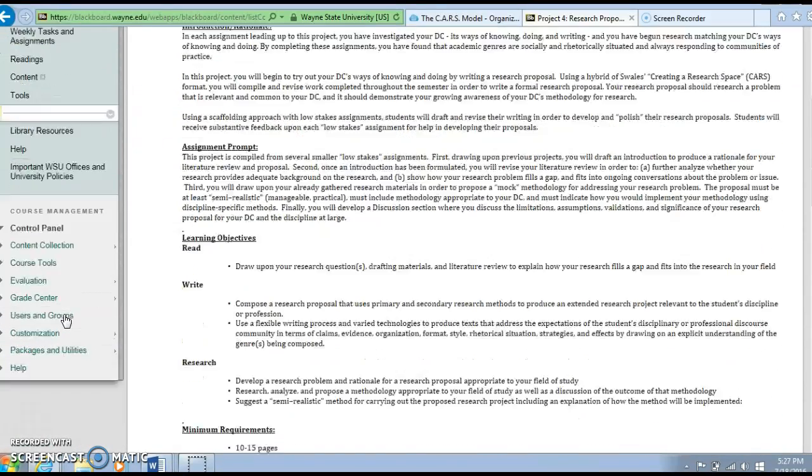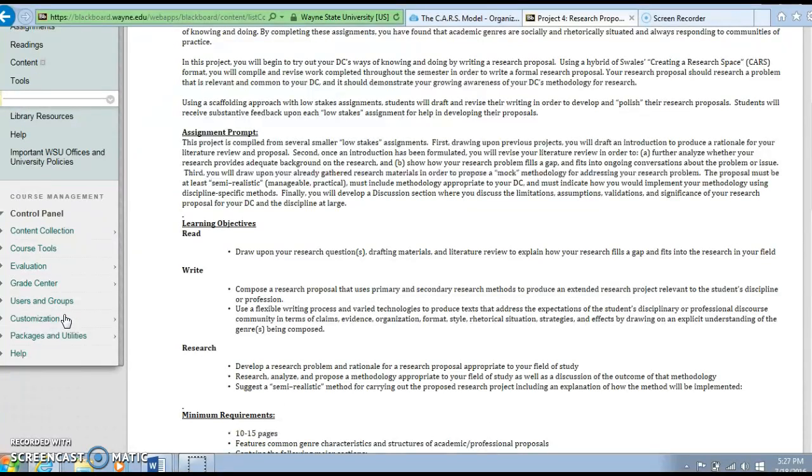So one thing I wanted to point out with the research proposal is that although this is the longest paper that we have for this class, the minimum page length is 10 to 15 pages, right? It's comprised of several different components. So the first component is the introduction. The second component is the literature review.